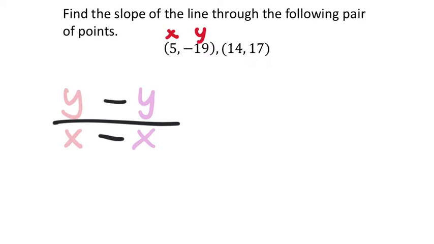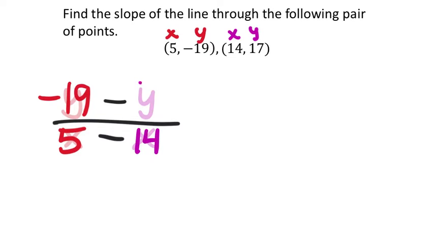Does it matter? No, it does not, because slope will not change for straight lines. So where it says that the x value is 5, I just put a 5 there in the denominator. Where the y value is negative 19, I put the negative 19 where the y value is in the numerator. And again, this is an ordered pair right here, 5, negative 19. But then the other ordered pair, x is 14, y is 17. So I replace the x there with 14 in the denominator, and then the y value in the numerator is 17.